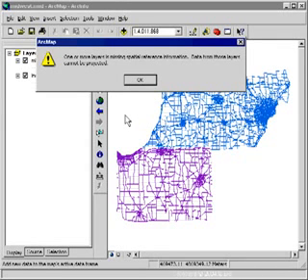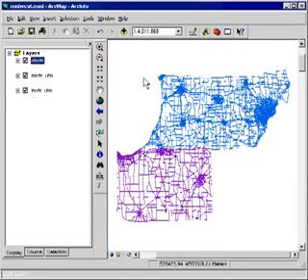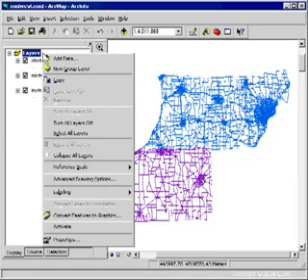The warning message is: 1 or more layers is missing spatial reference information. Data from those layers cannot be projected. So we already know the data doesn't have a coordinate system defined on it. So I'm going to go ahead and open up the data frame properties, and that's by right-clicking on the layers, and go look at the coordinate systems for these layers.